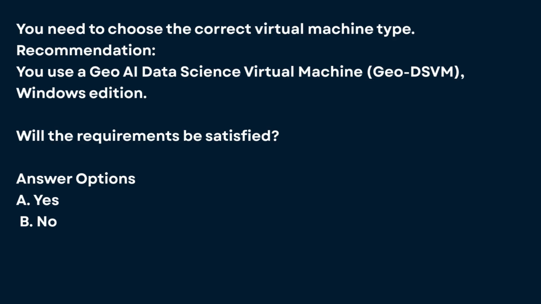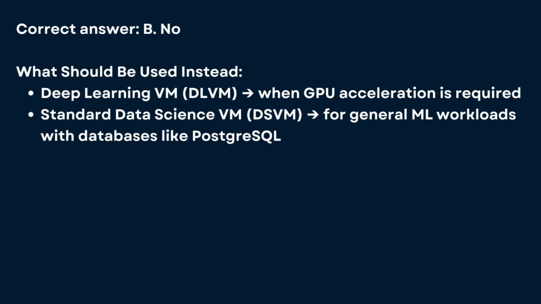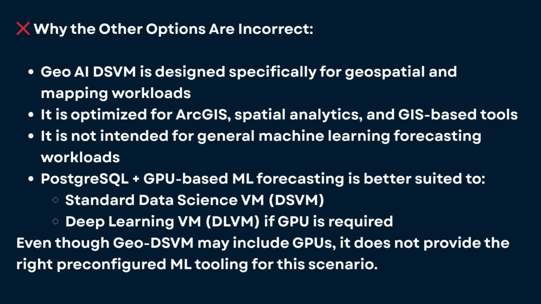The answer options are A. Yes. B. No. The correct answer is B. No. For a machine learning model that requires GPU acceleration, the correct choice would be a deep learning virtual machine or a standard data science virtual machine, depending on the workload. Let's understand why this recommendation does not satisfy the requirements.